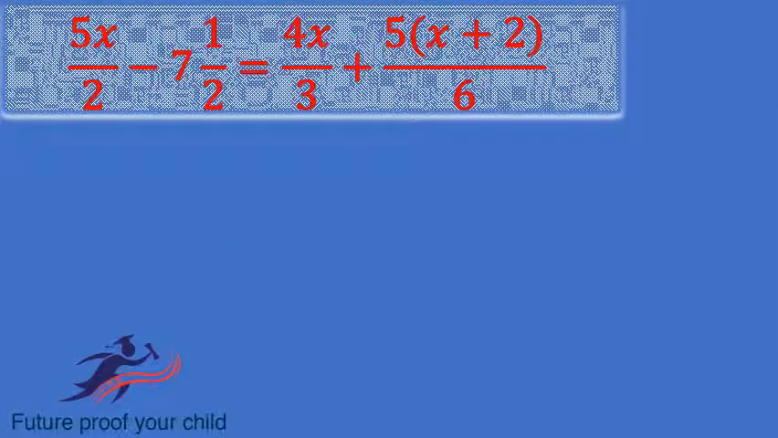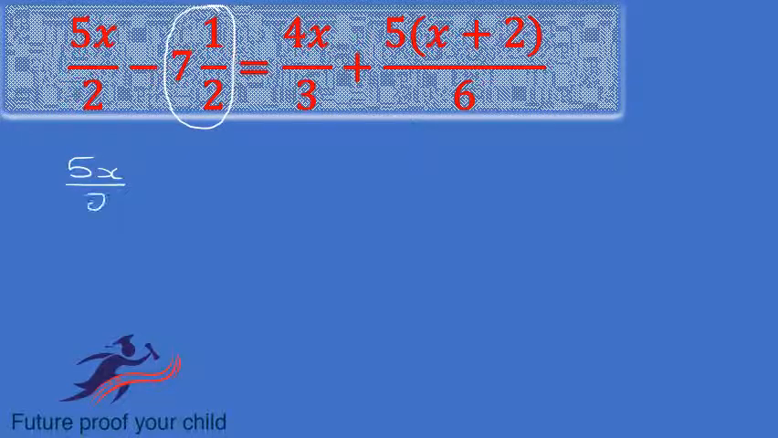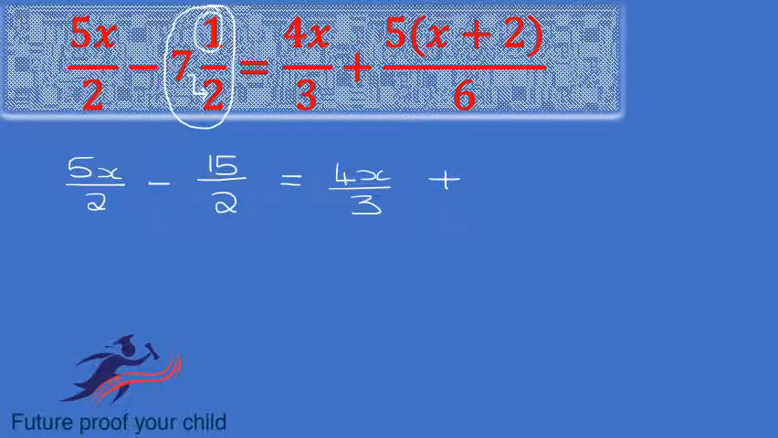And then just one last one, and I want to concentrate on this mixed fraction over here. So before you do anything, sort that out first. So we're going to write 5x over 2, and then please remember, you go 7 times 2 is 14, plus the 1 on top, so that gives you 15 over 2. Equals, and you have your 4x over 3 plus, if you want, you can multiply the top out. I would just keep it for now.